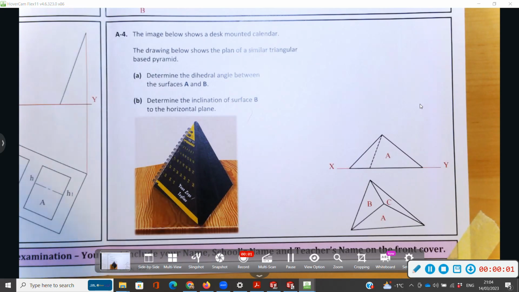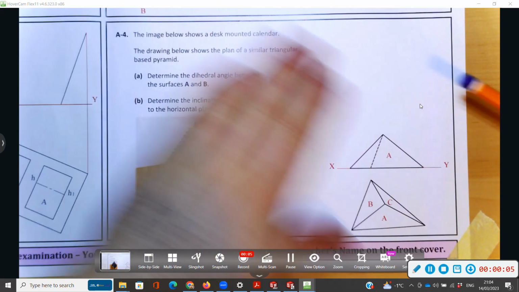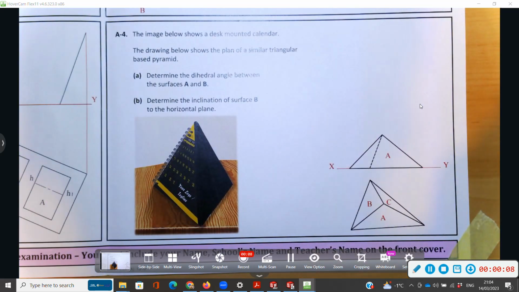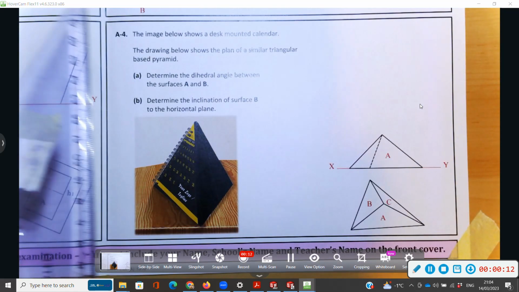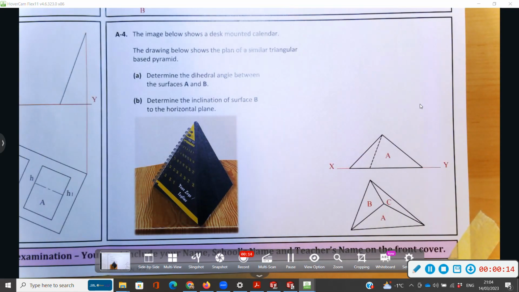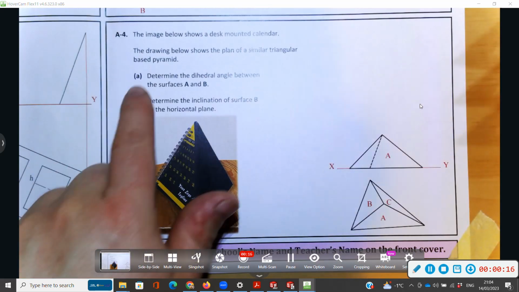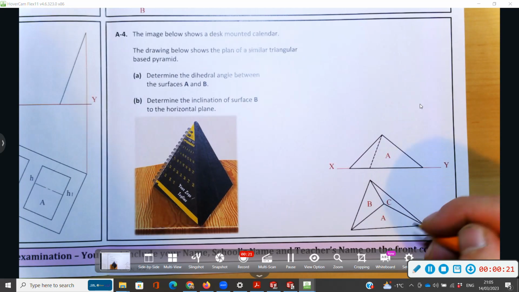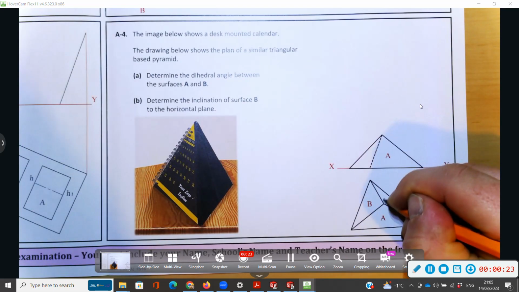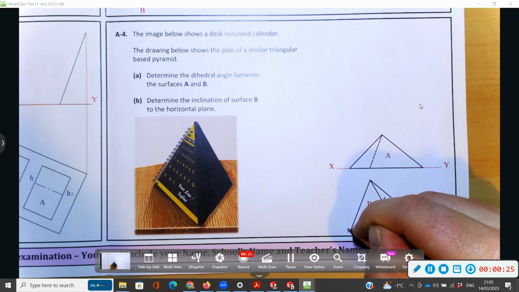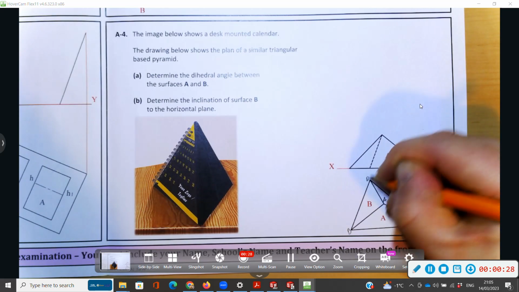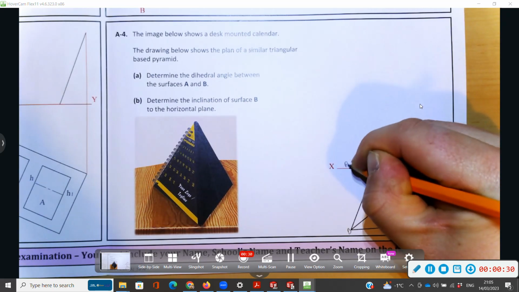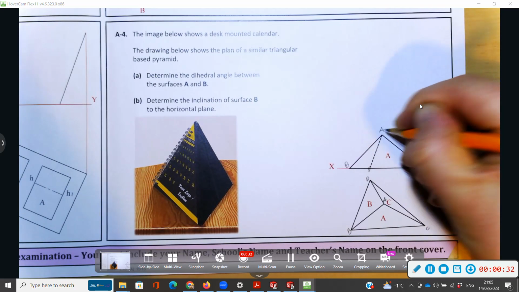Okay, so welcome to question A4 of Section A, mock exams, higher level 2023. The drawing below shows the plan of a similar triangular base pyramid that is relating to the desk base calendar, or desk mounting calendar. Determine the dihedral angle between surfaces A and B. Right, okay, let's label these A, B, C, D.